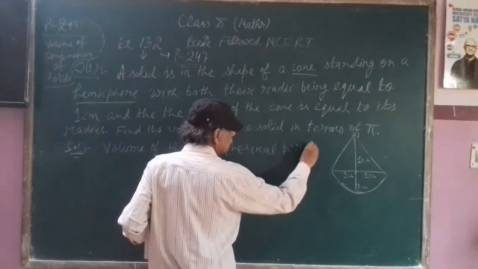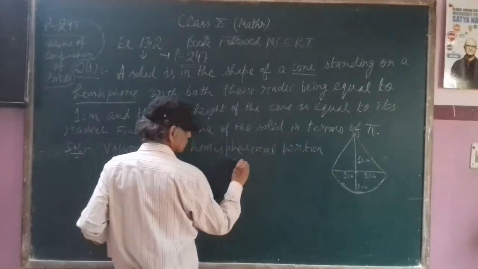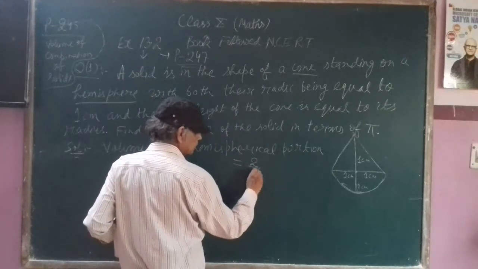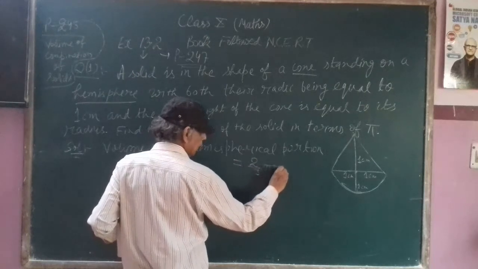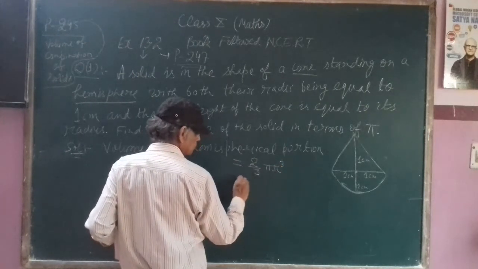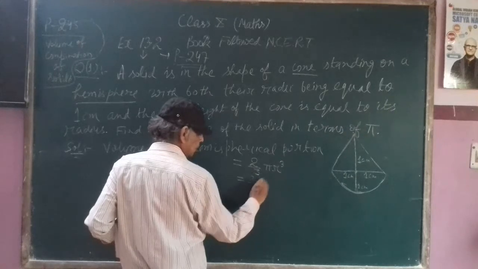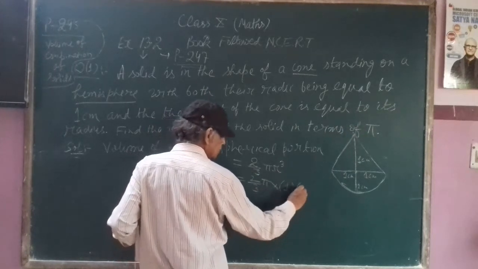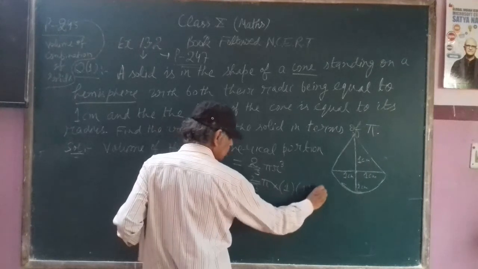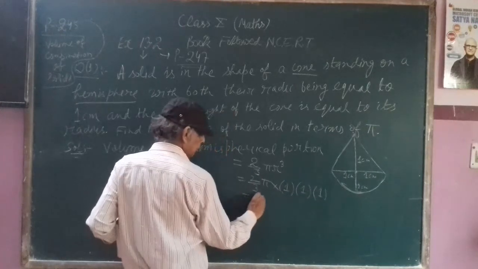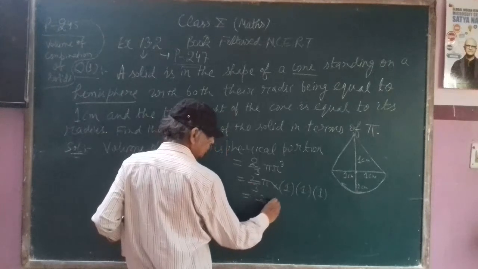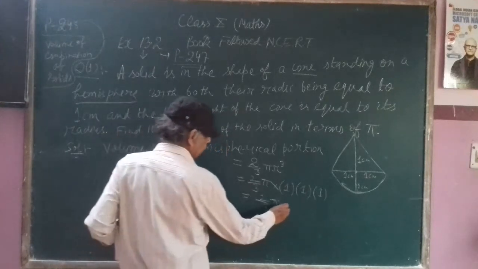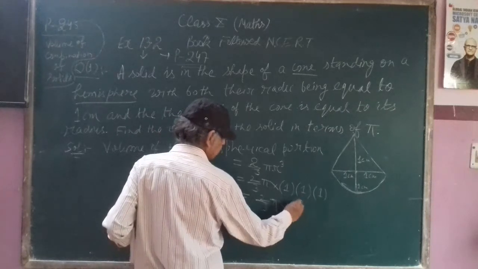The formula is 2/3 pi r cube. 2/3 pi into 1 centimeter into 1 centimeter into 1 centimeter. If you do that, you will get 2/3 pi centimeter cube. This is the volume of the hemispherical portion.